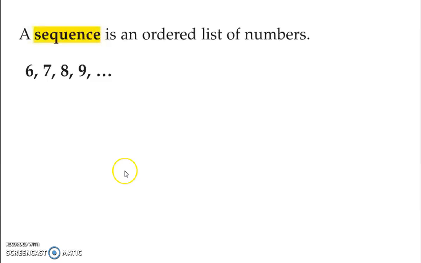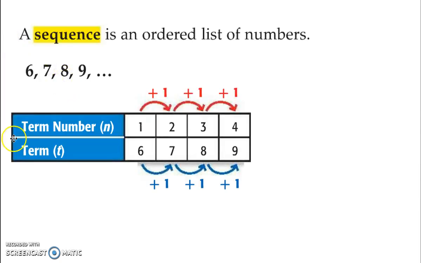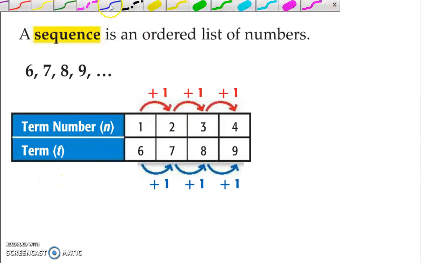Right, and a sequence is an ordered list of numbers. Okay, so the numbers put in order like this, 6, 7, 8, 9, that would be a sequence. Now 6 would be the first number in the sequence. 7 is the second number, so we would call that the term number. The third term would be 8. Okay, so we have term numbers, n, and we have the terms themselves. The terms sometimes are referred to as t, or sometimes in algebra they prefer to call these a of n.